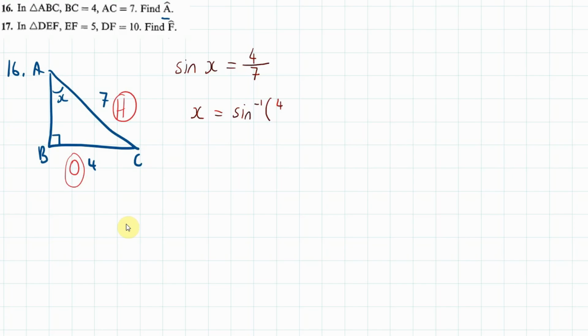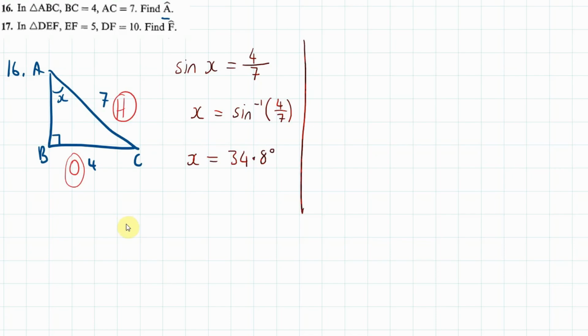Now, that will be my next line of writing, and you should, when you write yours, write it like this. Now, how do I do this on the calculator? I press Shift, Sine, and that will come up with the inverse. Then I put 4 over 7. I can fiddle around and close the brackets. And then when I press equals, I will get x is equal to 34.8 degrees.